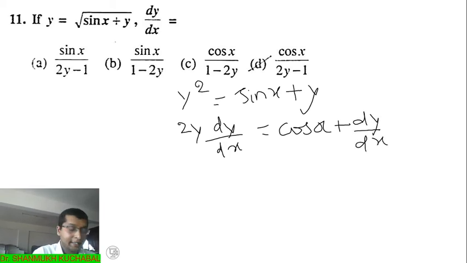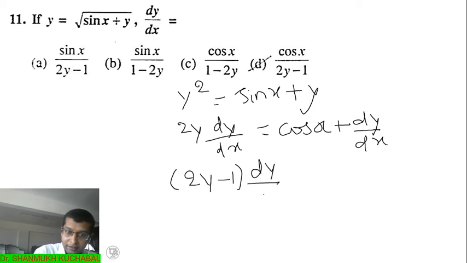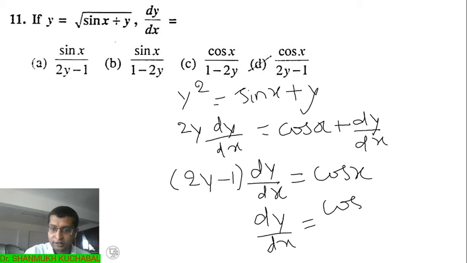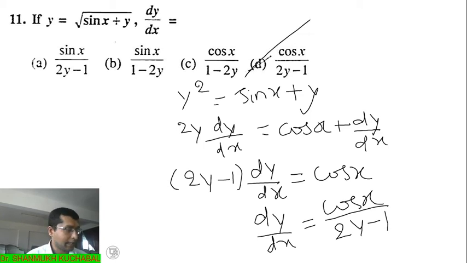So further, dy by dx we collect on LHS, so we get 2y minus 1 as a function, and dy by dx is common, and we get cos x. So the solution for dy by dx is cos x divided by 2y minus 1. That is the next step. dy by dx equal to cos x divided by 2y minus 1. Therefore option D is the right answer.